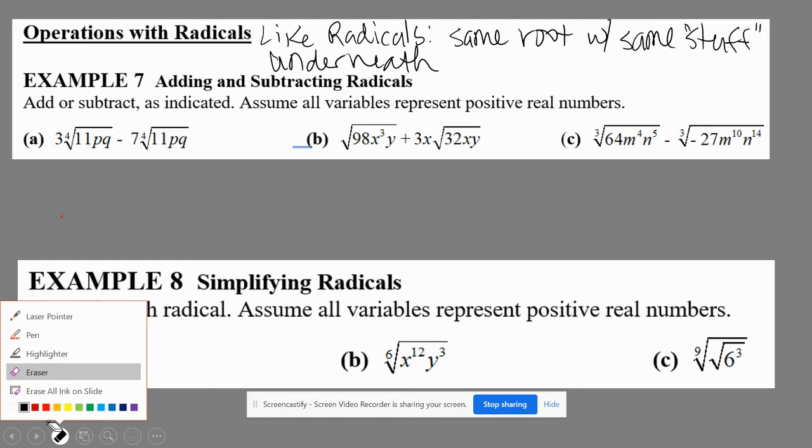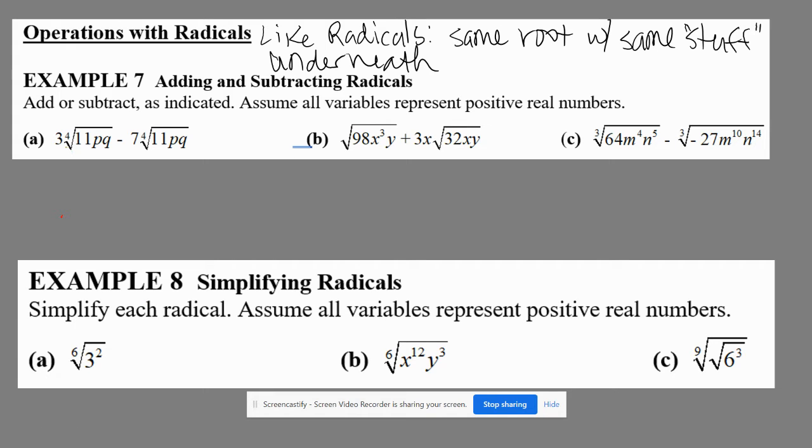So if I'm looking at example A, we have the fourth root of 11pq and the fourth root of 11pq. Because those are both the fourth root of 11pq, I'm allowed to say 3 minus 7 is negative 4 fourth roots of 11pq. Notice that when we add or subtract, I'm not changing anything underneath here. I'm only changing the coefficient out in front.